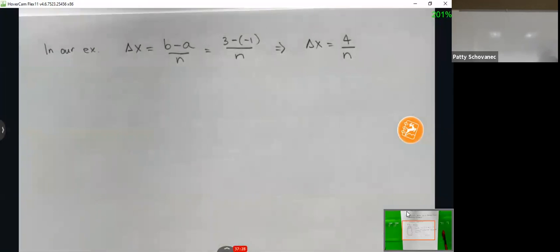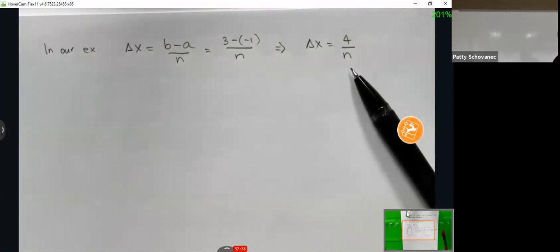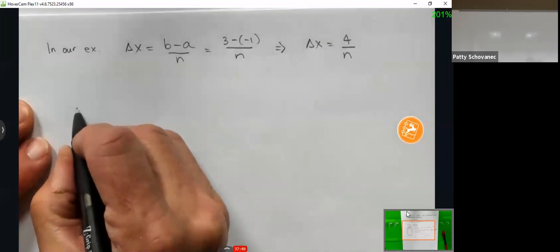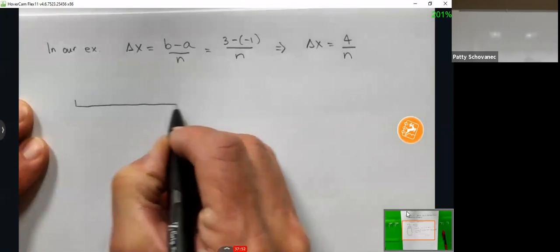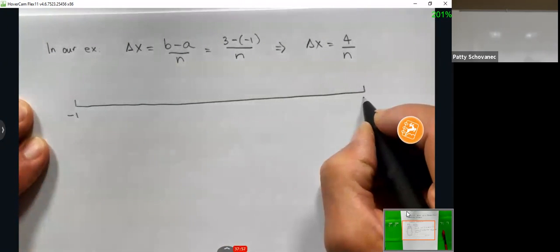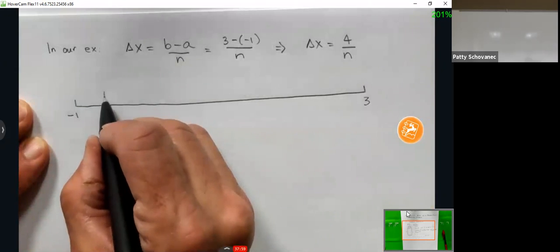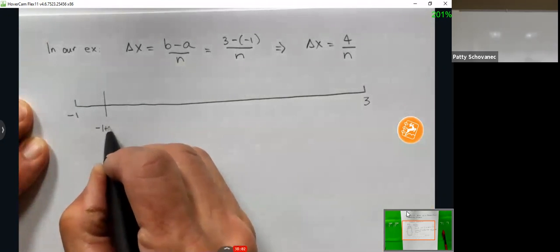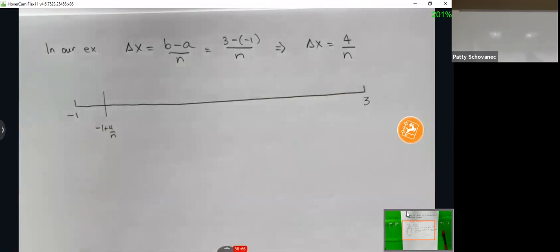We're going to generate all of the right-hand endpoints. So we're starting at x is negative 1. To get to the first right-hand endpoint, I take negative 1 plus 4 over n. The second right-hand endpoint, I add another 4 over n to that. And then I add another 4 over n and another 4 over n. So let me draw the number line here, and you can pretend the curve is above it. So here's negative 1. Here is 3. The first right endpoint is going to be negative 1 plus 4 over n. I'm adding a delta x to it.